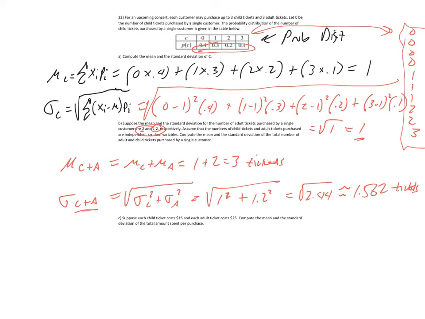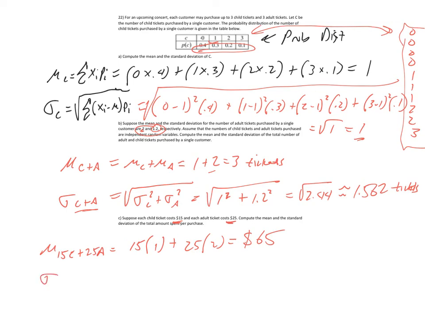Now part C brings in cost, and so this becomes the scale factor. So this becomes the b in our rules for means and variances. So for the mean, the child tickets are now 15C, because that's the scale factor for the child tickets, and the adult tickets are 25A. So it would be 15 times the mean number of children's tickets, which was 1, and 25 times the mean number of adult tickets, which was 2. So that means the average ticket purchase is $65.